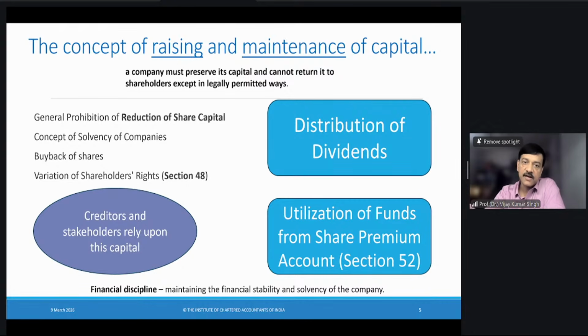So at the base of it, a company must preserve its capital and cannot return it to the shareholders except in legally permitted ways, and that is mentioned in different sections. Going forward, you are going to read that throughout company law. And there is also a requirement of financial discipline. If you don't have these regulations in place, if you don't have a norm of withdrawal, then it will be difficult for a company to operate. Hence, to maintain the financial stability and solvency of a company, it is important that there is financial discipline.